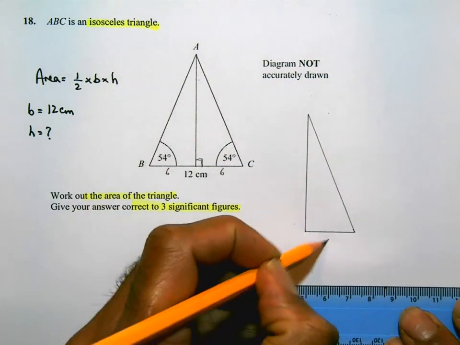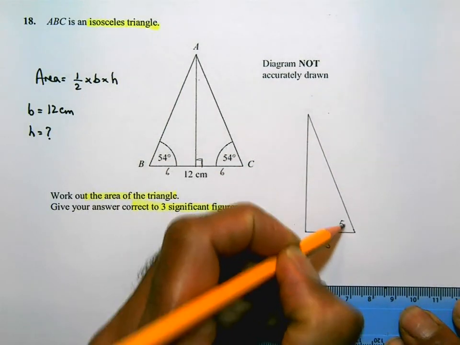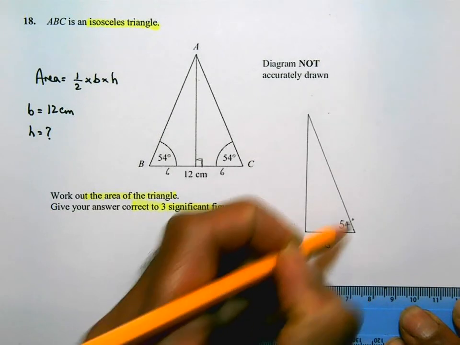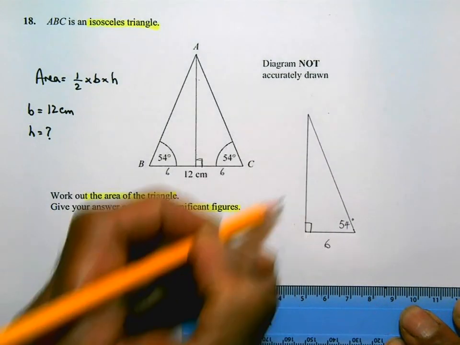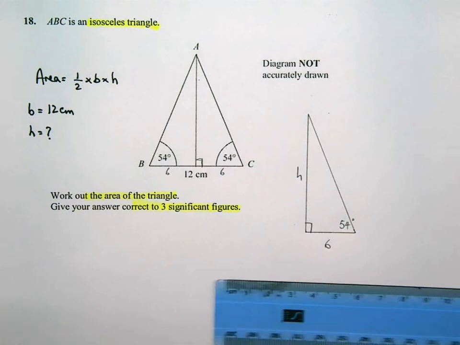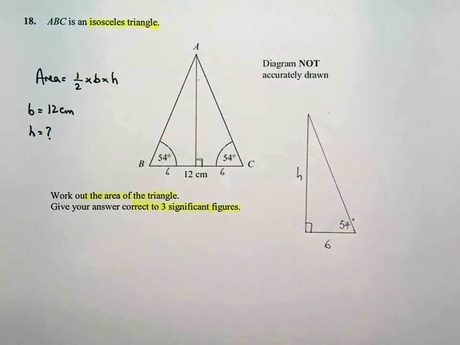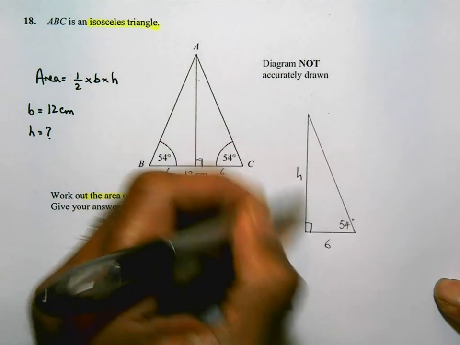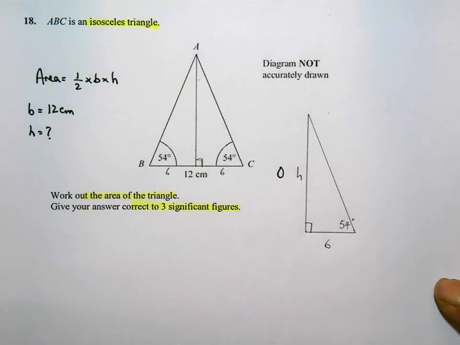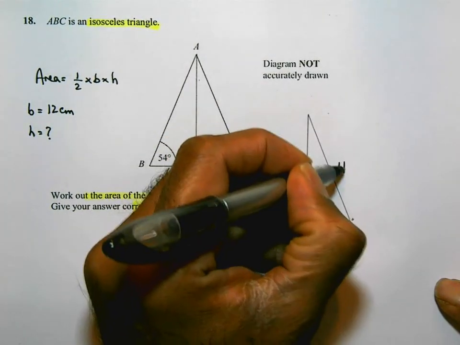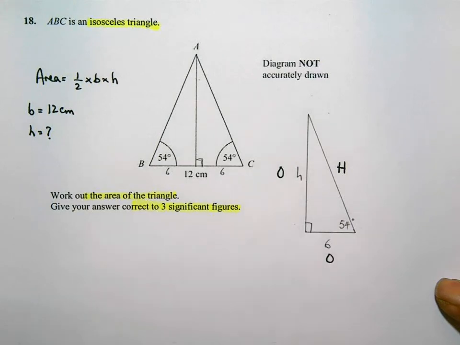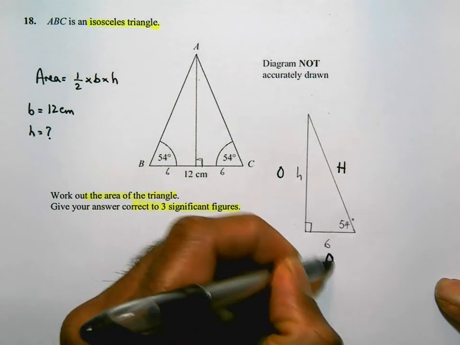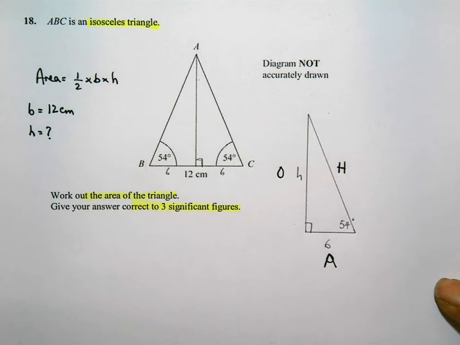I know this angle here is 54 degrees. This is a right angle, and that's the height. And I want to work out the height of this triangle. So I'm going to use trigonometry to help me with that. Relative to the angle 54, this height is opposite that angle. That's the hypotenuse, and that is adjacent to the angle.